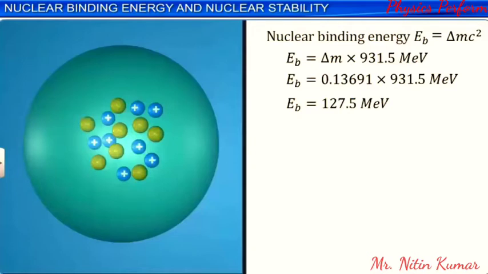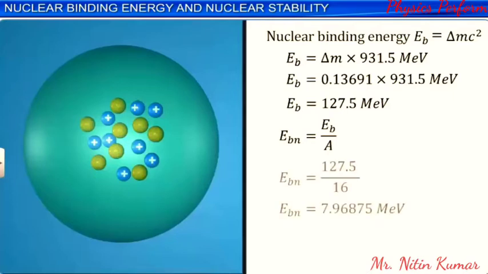The ratio of the binding energy to the mass number A of the nucleus is called the binding energy per nucleon, or average binding energy, and is denoted by EBN. EBN is equal to EB by A. Average binding energy is the energy required to remove a nucleon from the nucleus. For the oxygen nucleus, the average binding energy is equal to 7.96875 MeV per nucleon.